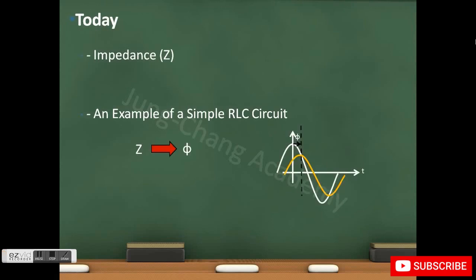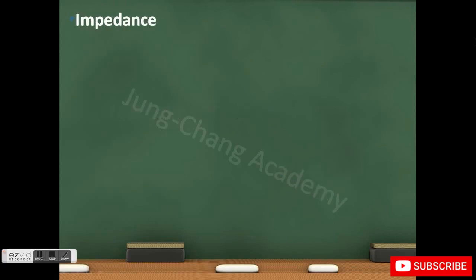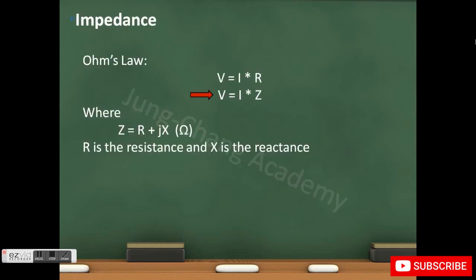So previously, in the DC circuit analysis, we learned that the voltage and current follow Ohm's law, V equals IR, where R is the resistance of the resistor. Now in the AC circuit, we'll use V equals IZ to represent Ohm's law, where Z is the impedance consisting of the resistance R in the real part and the reactance X in the imaginary part.